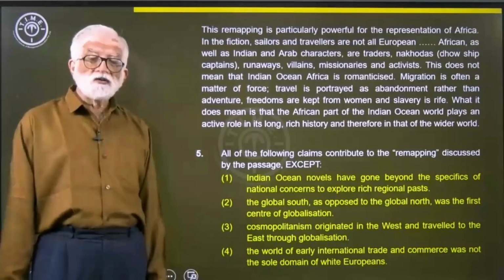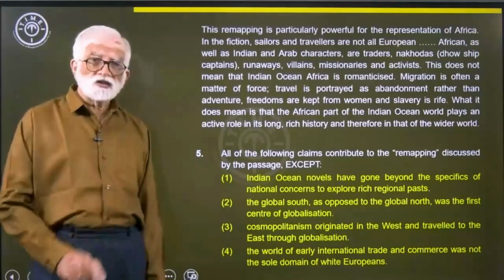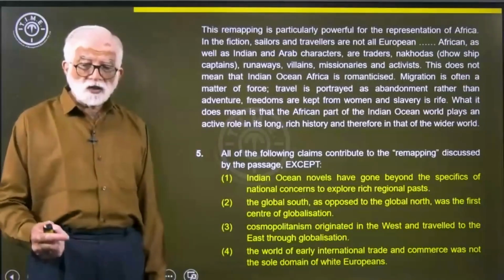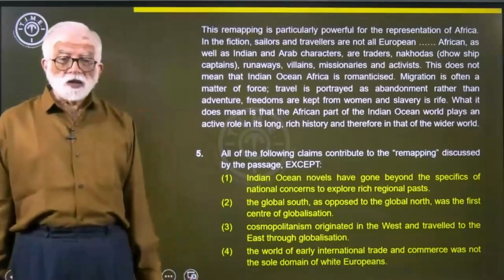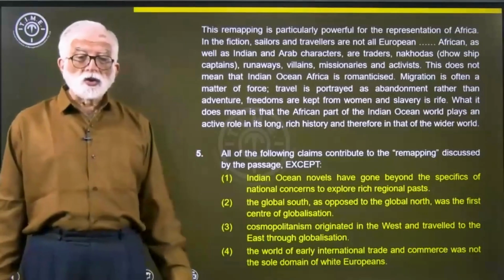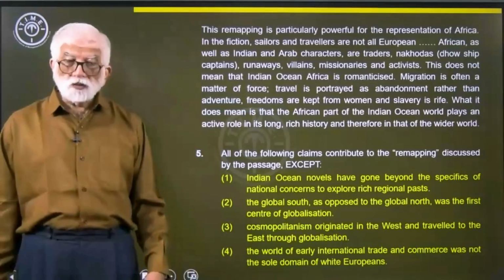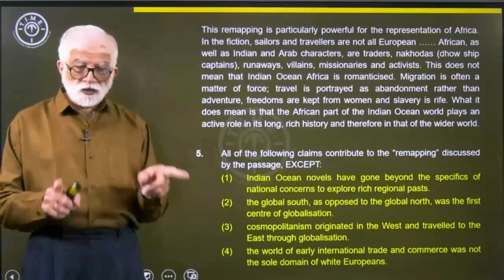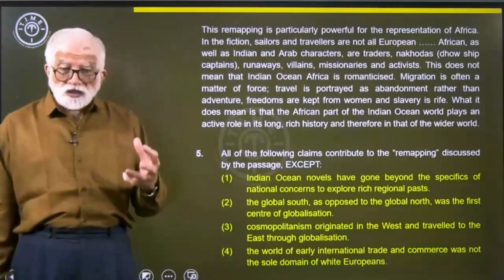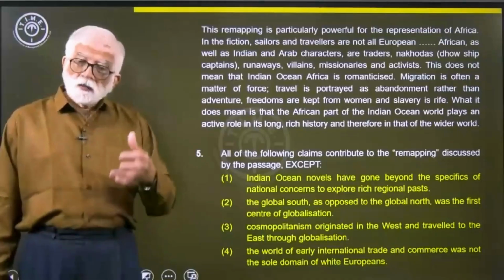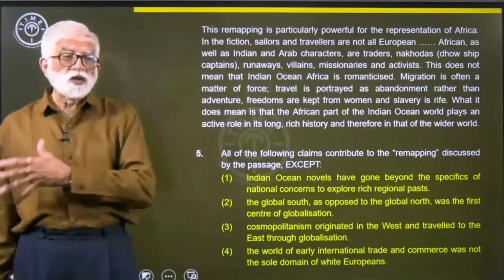Freedoms are kept from women and slavery is rife. So in these books you get to understand that women are not as free as in the Western world, and slavery is rife, which means it's quite widespread. What it does mean is that the African part of the Indian Ocean world plays an active role in its long, rich history, and is therefore part of the wider world. So when you understand Africa through these novels, you see that Africa also has a rich history, sometimes positive, sometimes not, and its history is also part of the history of the wider world.